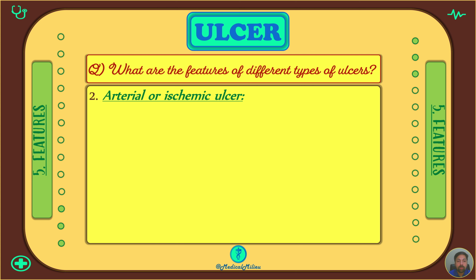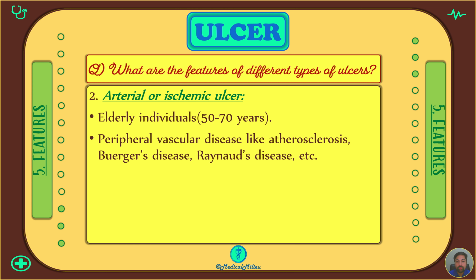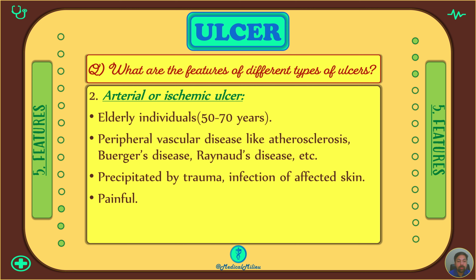The features of arterial or ischemic ulcer are: they commonly occur in elderly individuals around 50 to 70 years, those who are suffering from peripheral vascular disease like atherosclerosis, Buerger's disease, or Raynaud's disease. The ulcers are precipitated by trauma or infection of the affected skin. They are commonly painful and located on the toes, heel, and dorsum of the foot.